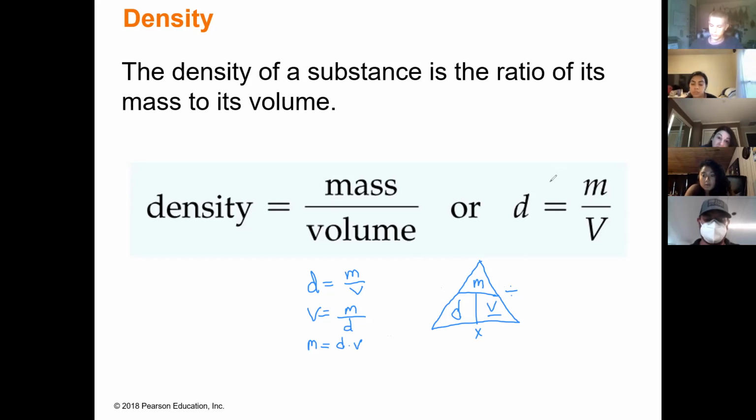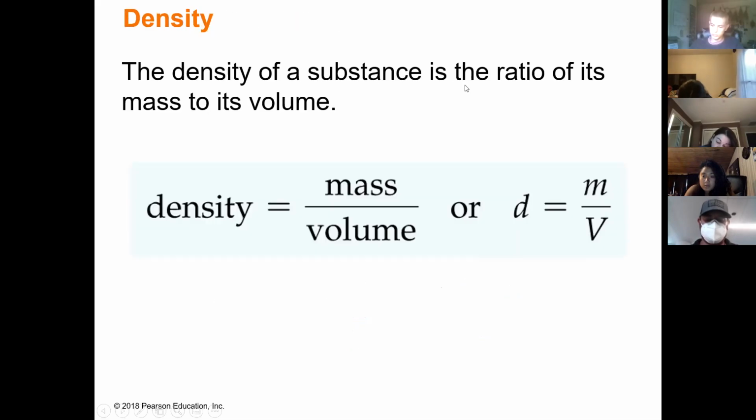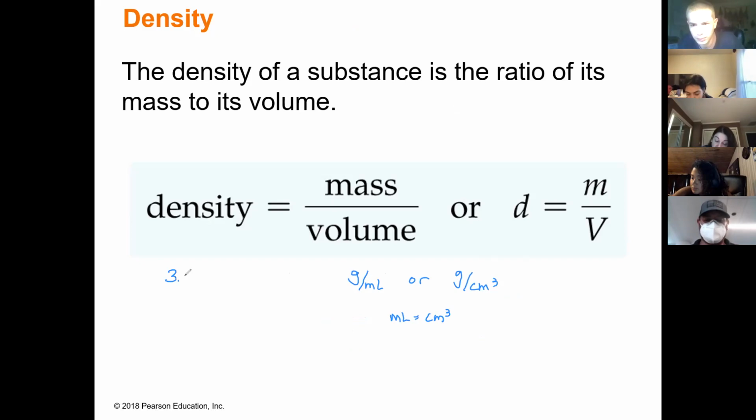Now, because density is a derived unit, or it's made up of two other measurements, it is going to have a double unit to it. So some things that you'll see for density unit wise will be gram per milliliter or gram per centimeter cubed. Remember that a milliliter is equal to a centimeter cubed. Those things are interchangeable. So if I tell you it's got a density of 3.6 grams per milliliter, and I wanted to know what it is in centimeters cubed, it would be 3.6 grams per centimeter cubed. These two things are equivalent to each other.